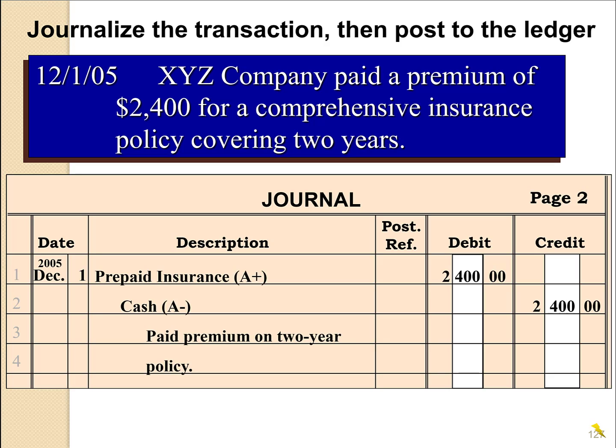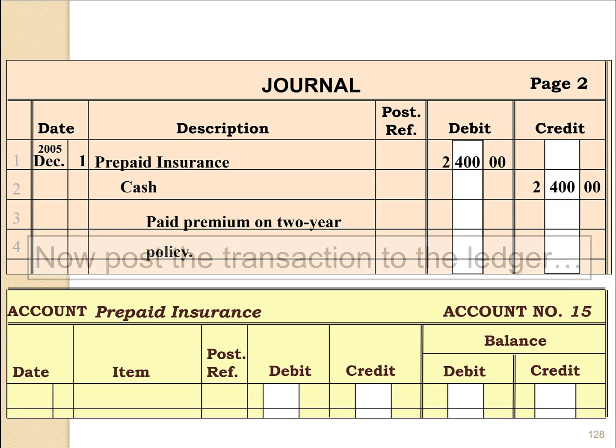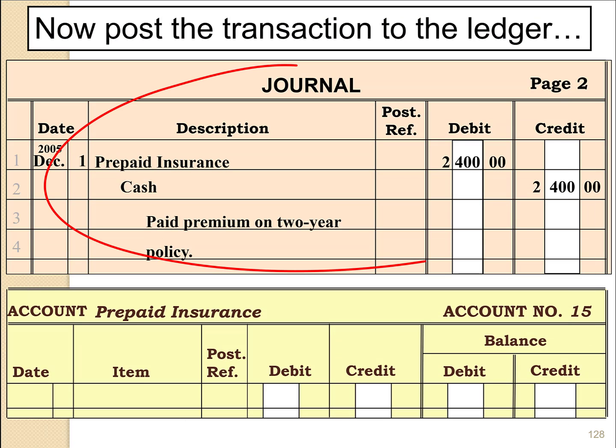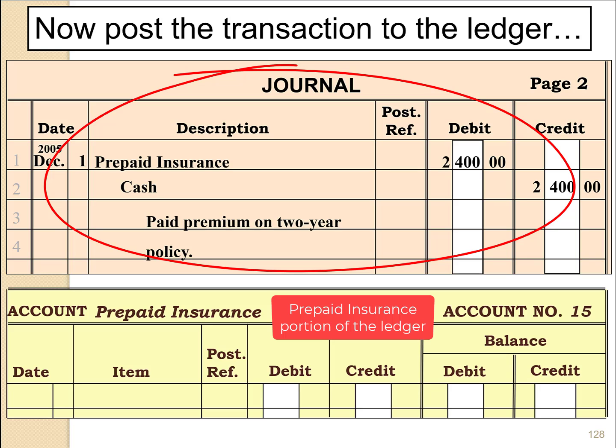All right, so now what we need to do is figure out how much the balance of our prepaid insurance is in the ledger, and how much the balance of cash is in our ledger. Now remember, this is the journal. The journal does not have balance columns, so to calculate balances, we have to post this information to the ledger. The way you post is you post the debit first and then the credit. So the journal entry is up at the top of the slide, and on the bottom of the slide, we're looking at just the prepaid insurance portion of the ledger.